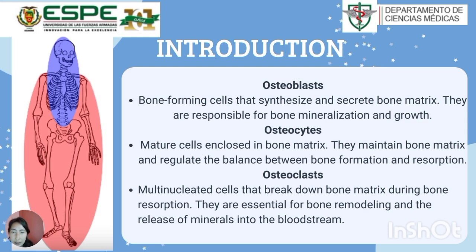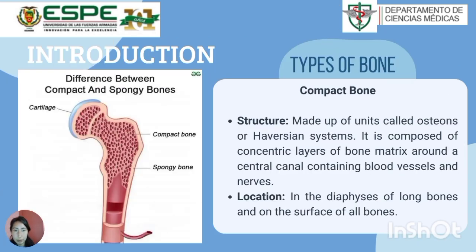Meanwhile, osteoclasts are multinucleated cells that break down the bone matrix during bone resorption, a process essential for bone remodeling and the release of minerals into the bloodstream. There are two main types of bone tissue: compact bone and spongy, or trabecular, bone.